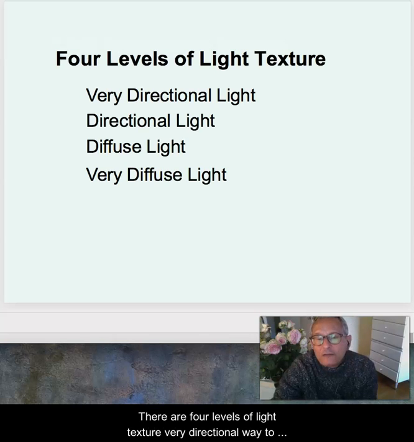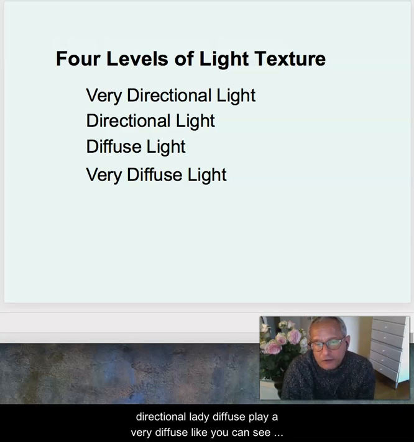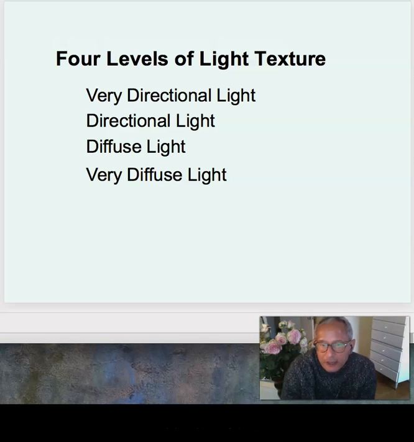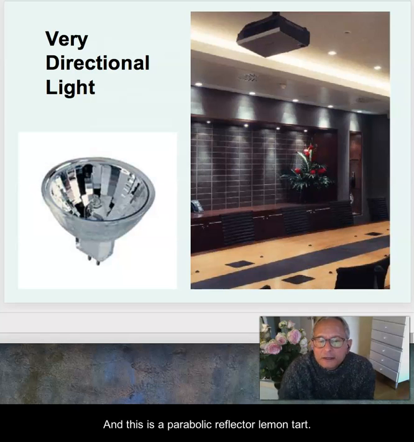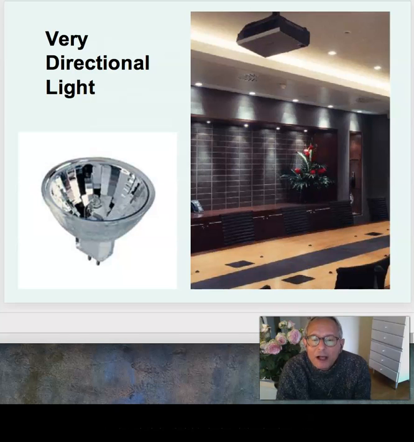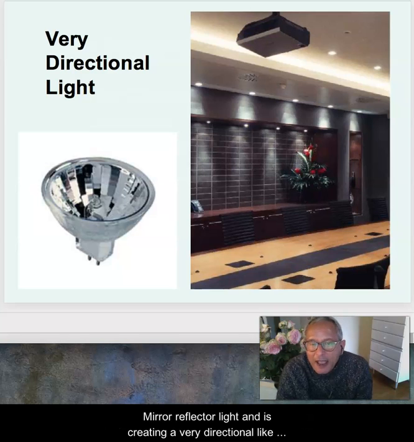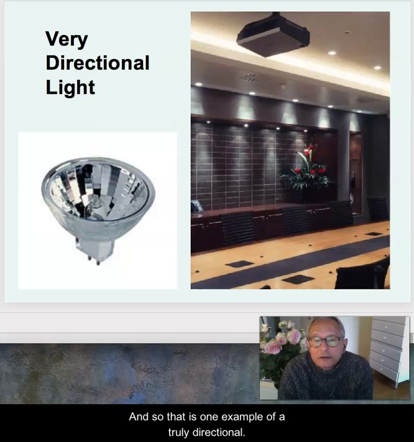There are 4 levels of light texture: a very directional light, a directional light, a diffuse light, a very diffuse light. You can see it's something along a spectrum. So we take a look here, and this is a parabolic reflector, a mirrored reflector light, and it's creating a very directional light where we get a very strong pattern against the walls. And so that is one example of a truly directional light.